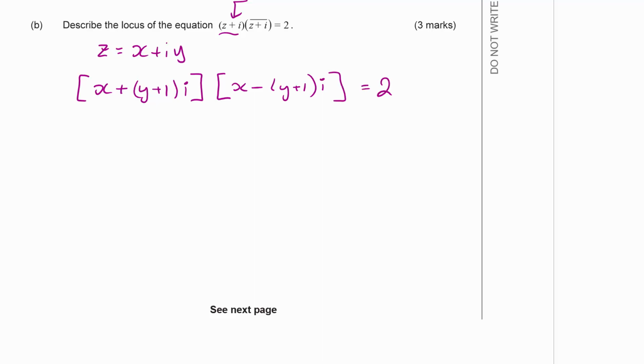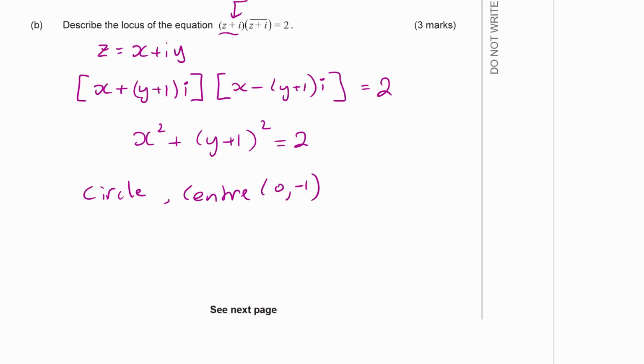If we expand out, we can make use of the difference of perfect squares, and so it's just going to be x squared plus (y plus 1) squared is equal to 2. And that is a circle. The centre is at (0, -1) on an Argand diagram, so we would say z equals -i, and the radius is root 2.